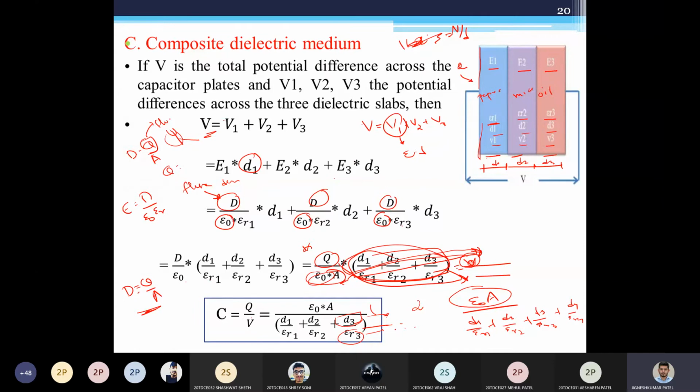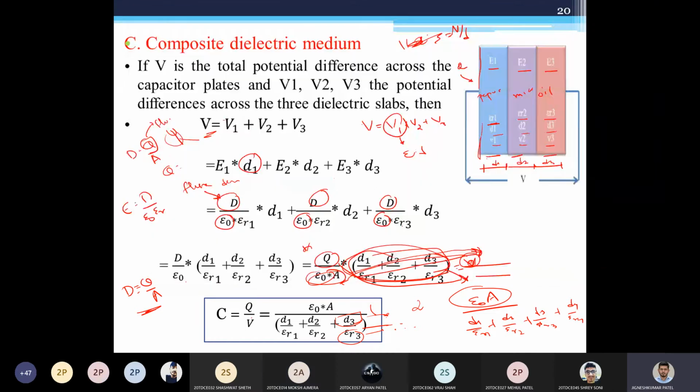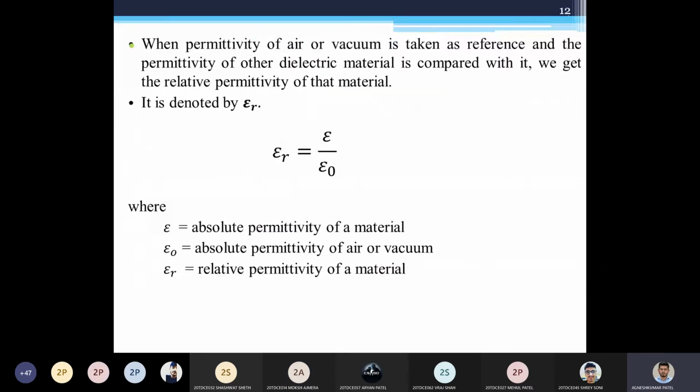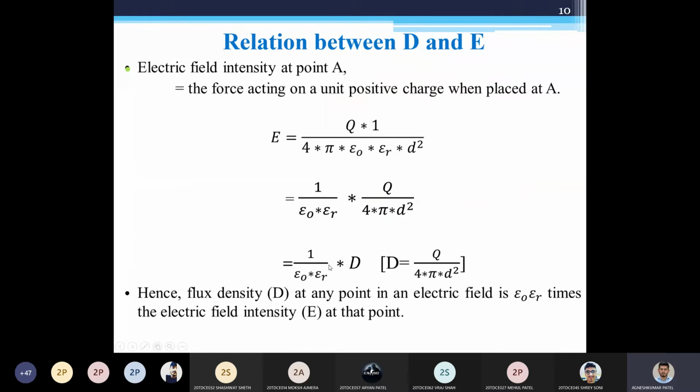Any other question? Yeah, go ahead. Sir, how is electric field equal to D by epsilon 0 into epsilon R? We have seen that relation yesterday. Let me show that to you. We had this yesterday and we have solved this. Just go through these two slides and you'll see what we have done here, and at the end we get this equation: E is equal to 1 upon epsilon 0 into epsilon R into D. So from this relation between E and D, we can put it there. We have done this yesterday. Yes, sir.